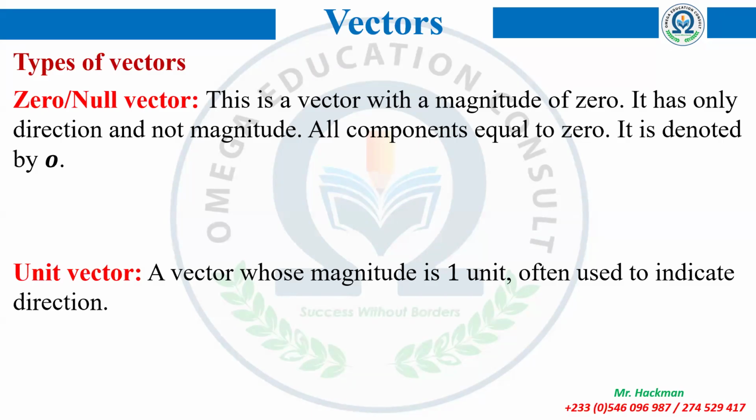Just as you can see on your screens, we have types of vectors. The first type of vectors that we are going to look at will be what we call the null or zero vectors. Null or zero vector, if I want to look at it in the singular. This is a vector with a magnitude of 0.